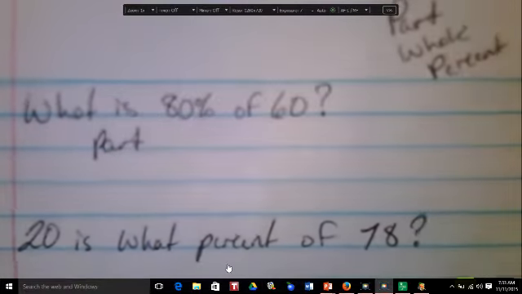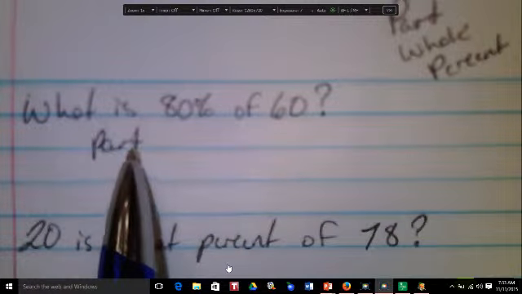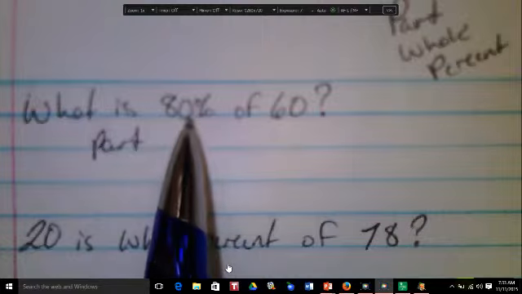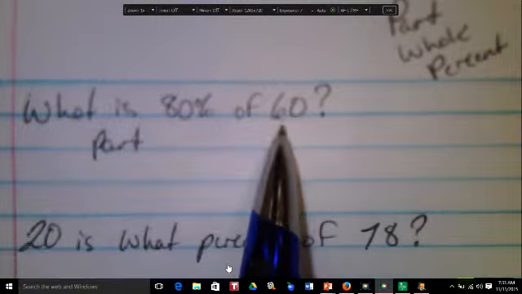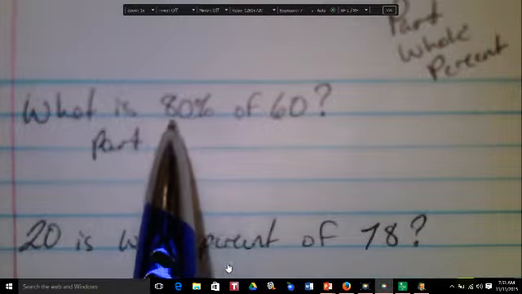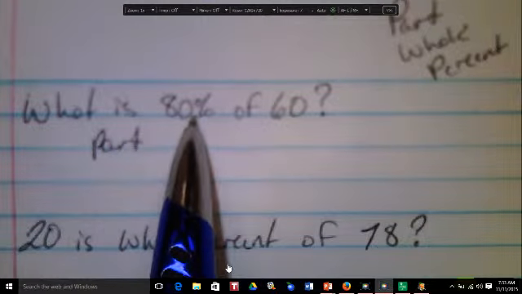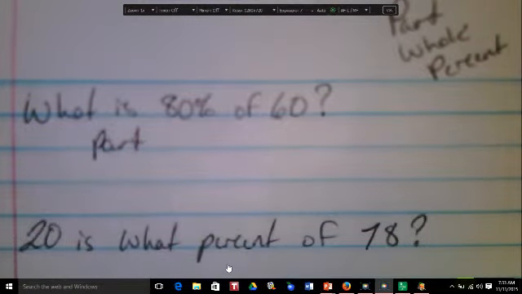Please, when test time or quiz time comes, don't just tell me you're looking for part. I want to know what the actual part is. We're looking for the part. To find the part, we multiply the percent by the whole. Before we multiply, we have to change the percent into a decimal. That means moving the decimal place 2 places to the left.